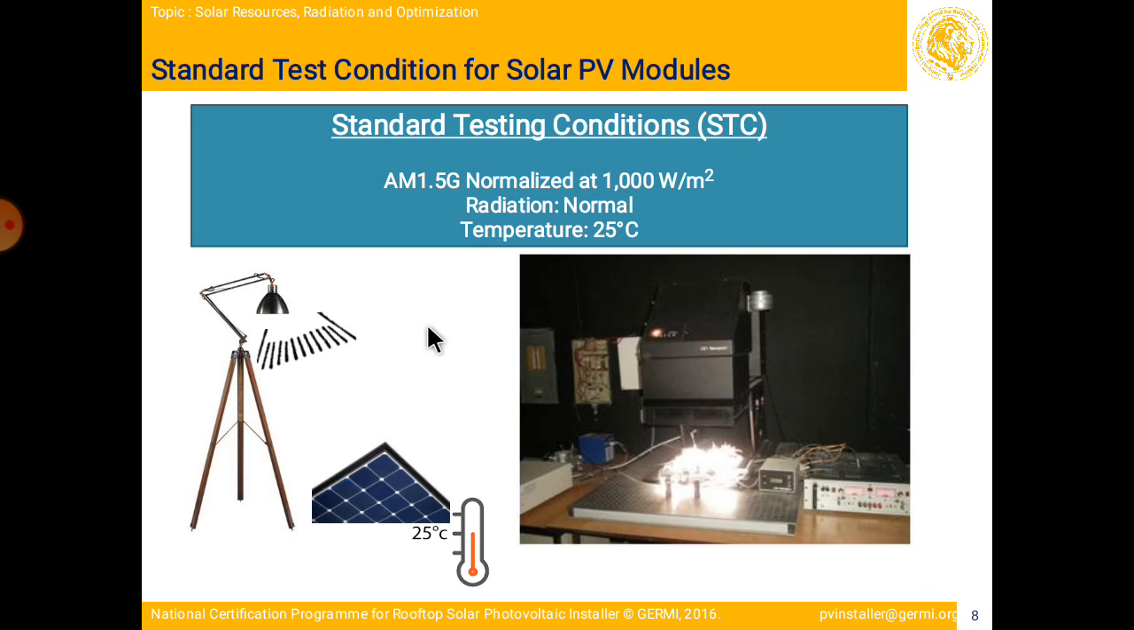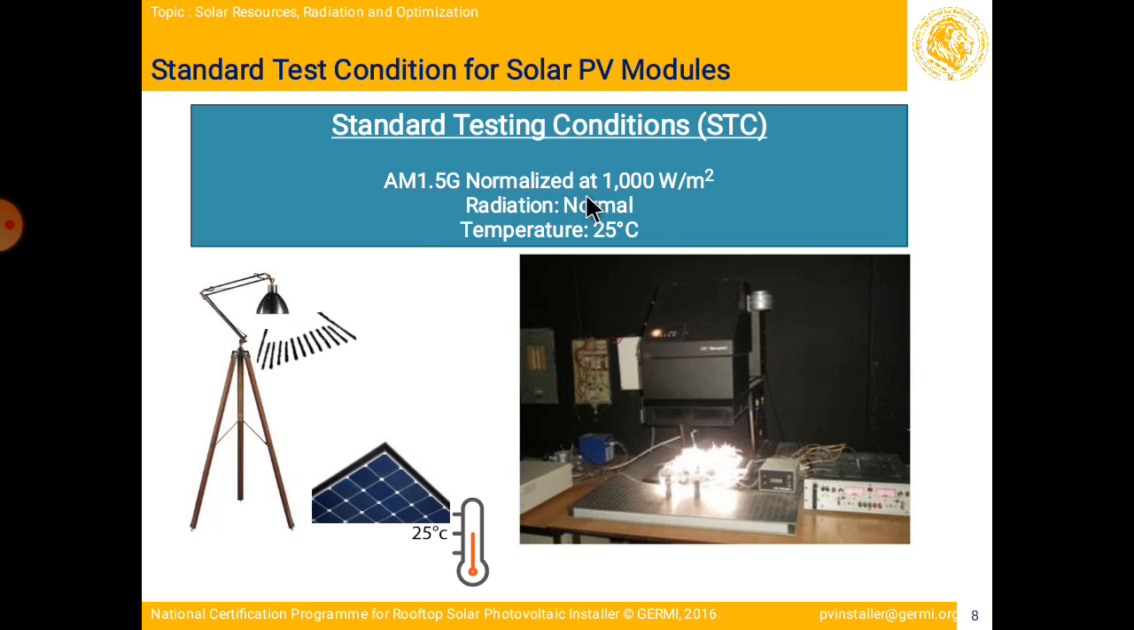Now let us discuss the standard test condition for the solar PV module, or we can say solar PV panel. Over here you can see the setup which we are using to test the condition of the solar PV cell or module, and we have this standard, that is AM 1.5G normalized at 1000 watt per meter square.